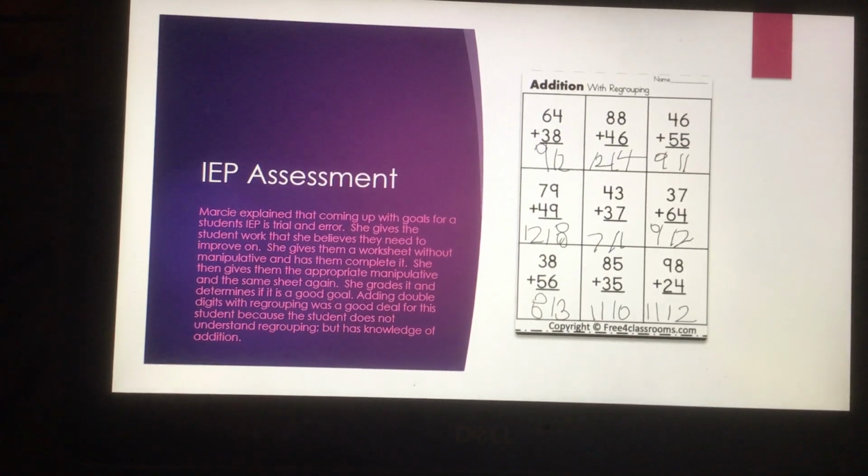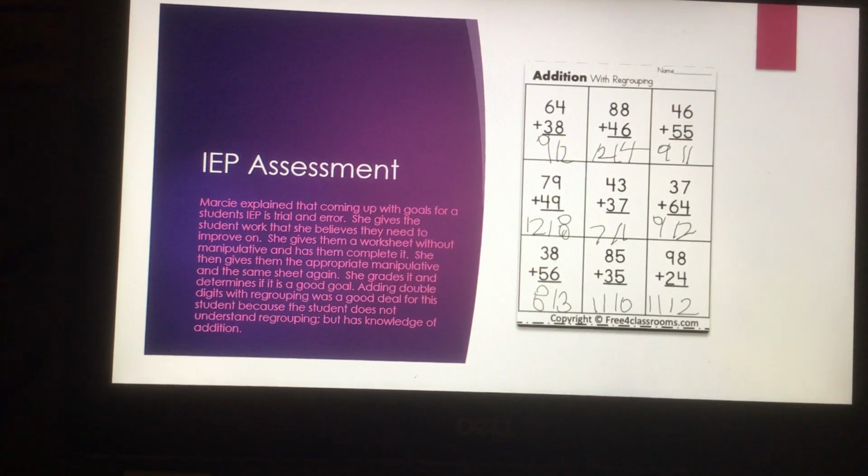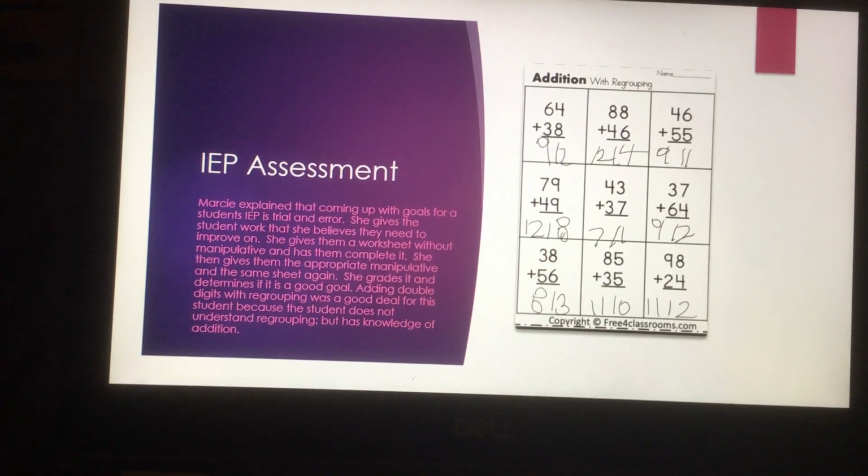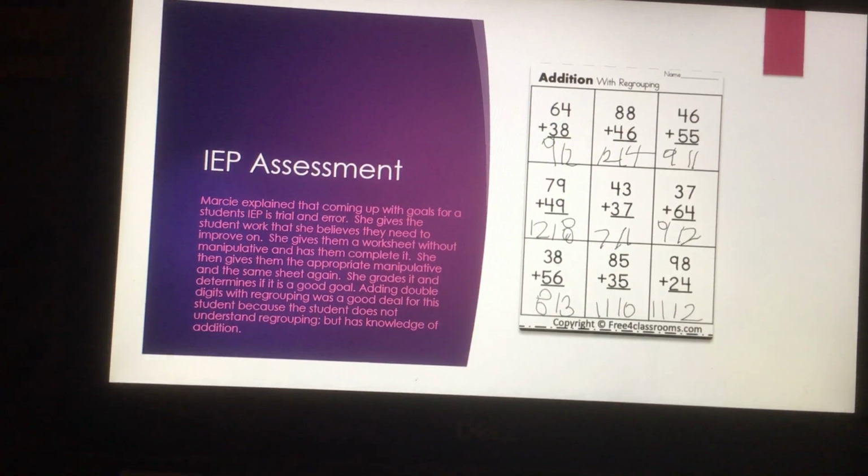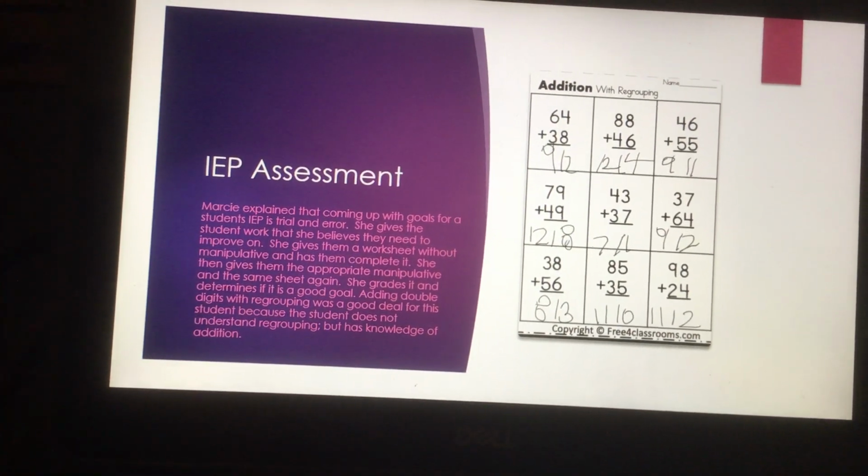Adding double digits with regrouping was a good goal for this student because the student does not understand regrouping but has knowledge of addition.